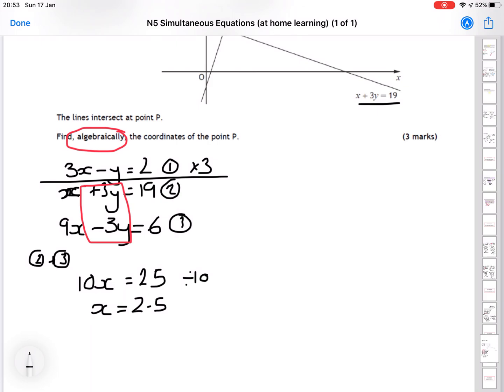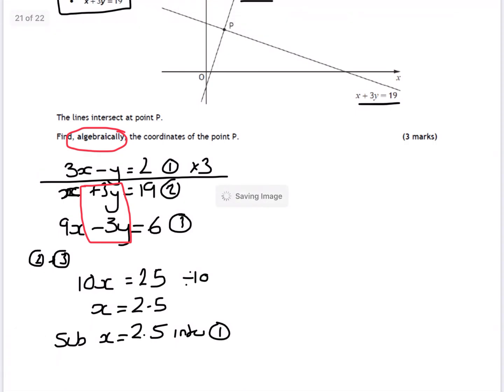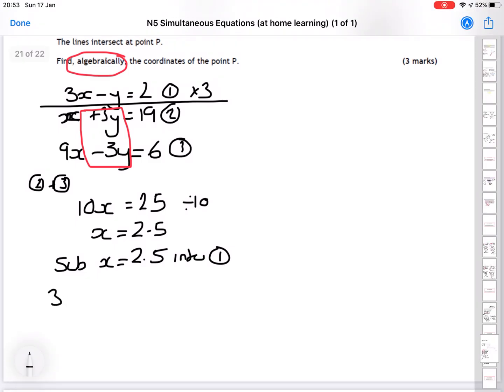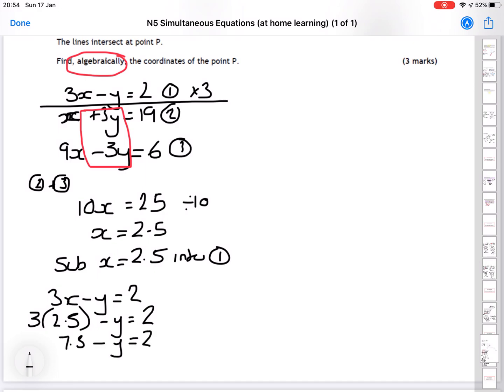And then we're going to go ahead and substitute that in to equation 1. So substitute x equals 2.5 into equation number 1. So equation number 1 was 3x minus y equals 2. So we're saying that x is 2.5. So 3 times 2.5 minus y equals 2. So 3 times 2.5, that's 7.5 minus y equals 2.